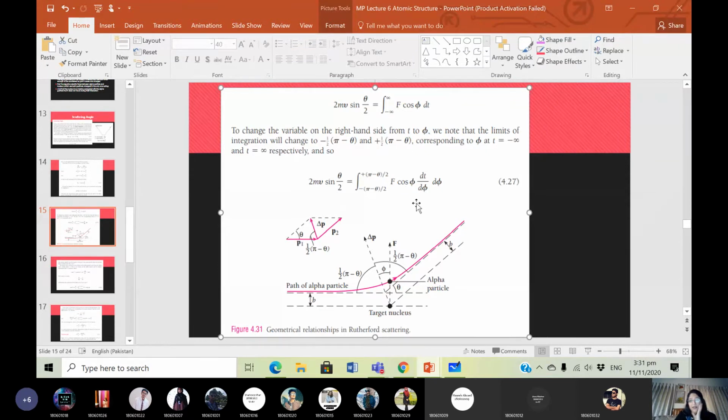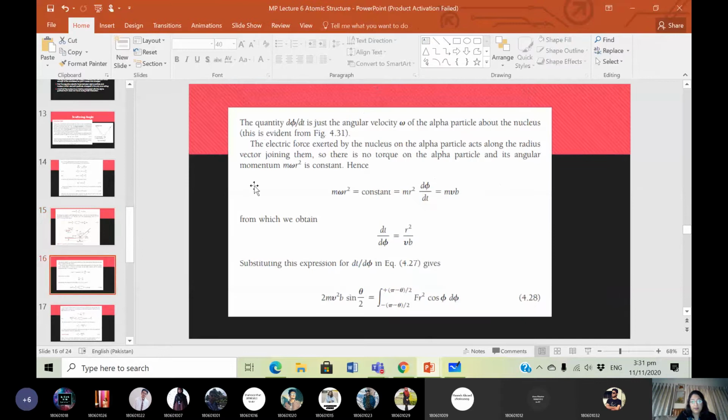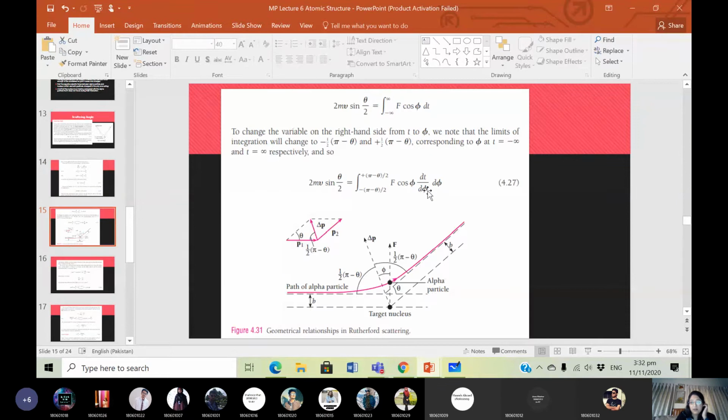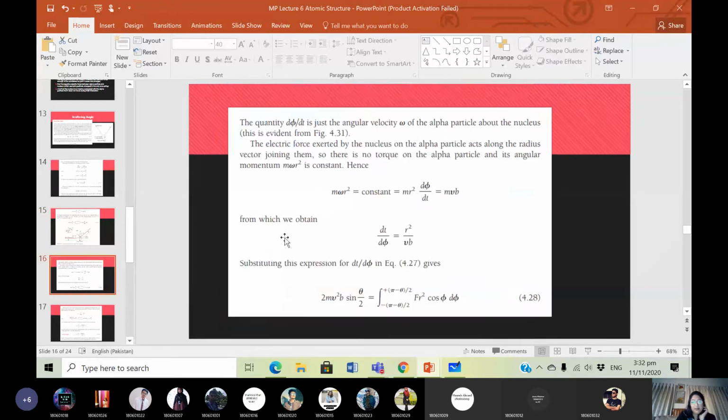Is everyone understanding up to here, this equation? Yes, ma'am. Okay, so the quantity d phi by dt is the angular velocity. Now we know that d phi by dt is the angular velocity of the alpha particles, right? We already know that d phi by dt is the angular velocity. So we will write d phi by dt as the angular velocity. Let's see now what else we have to do here.